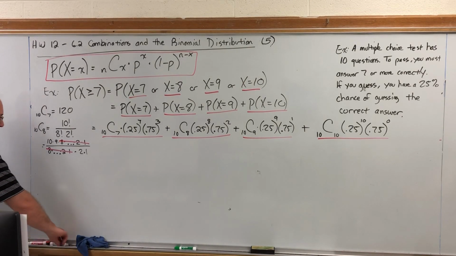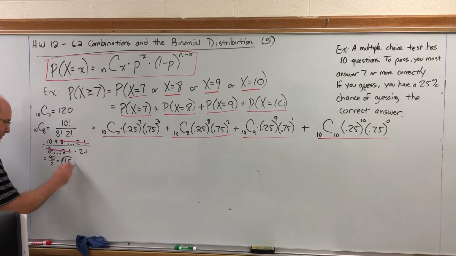What that leaves me on top is 10 times 9, which is 90. On the bottom, it leaves me 2 times 1, which is 2. 90 divided by 2 is 45, and I didn't even need a calculator.